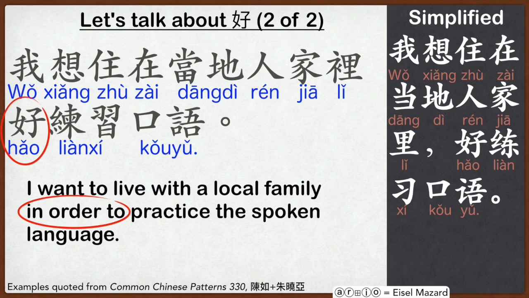Again, I understand if you're a beginner, there's a lot of vocabulary here you don't know, and that's okay. But just appreciate how much you're missing out on if all you learn is that 好 means good. I want to live with a local family in order to practice the spoken language. 我想住在当地人家里，好练习口语。 Again, look at the word circled in red. It doesn't say in order to, it says 好.